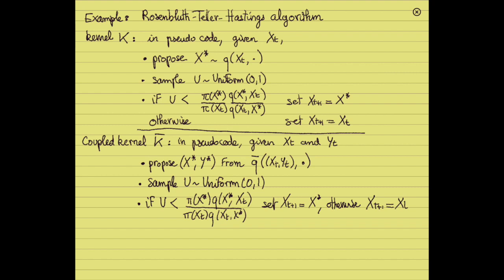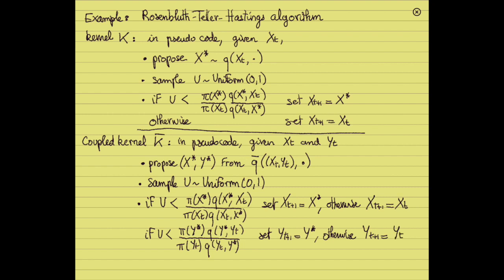But now we also have to care about the second chain, the Y chain. For the Y chain, we do exactly the same with the same uniform. So we accept or not, y_{t+1} equal y star or y_{t+1} equal y_t, based on the comparison of the same uniform with this ratio where y's replace the former x's. In this construction, you can perhaps see that if we employ a coupling for q bar that would trigger meetings, x star equal y star, then there's a chance that x_{t+1} might be equal to y_{t+1}. In particular, if q bar is a maximal coupling of the two proposals q(x_t, ·) and q(y_t, ·), then there might be a chance that x star is equal to y star.